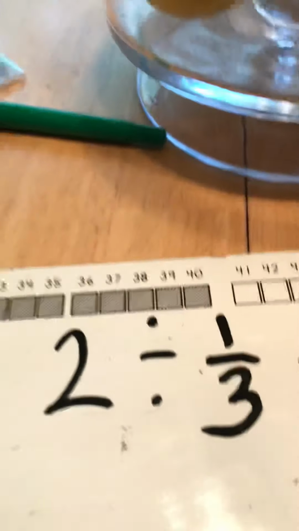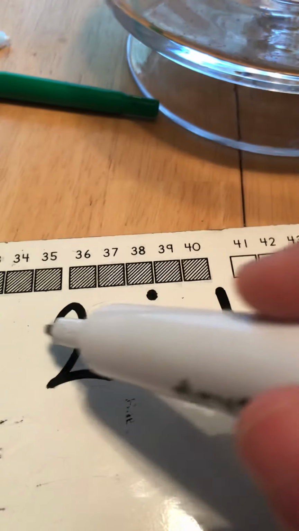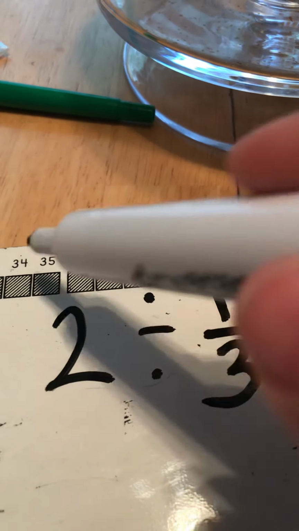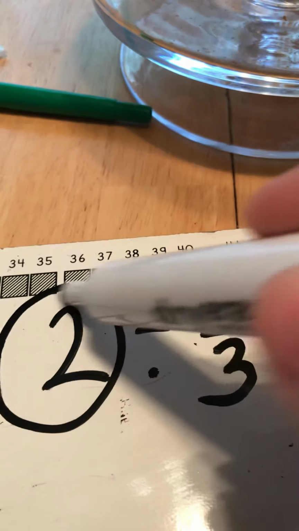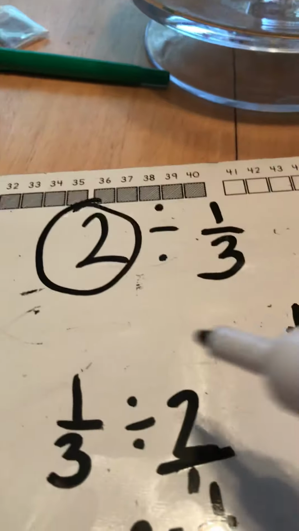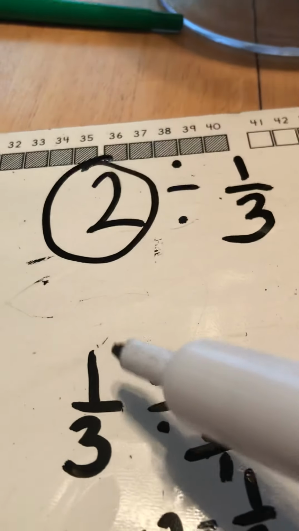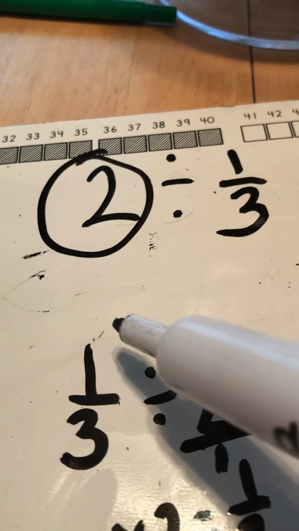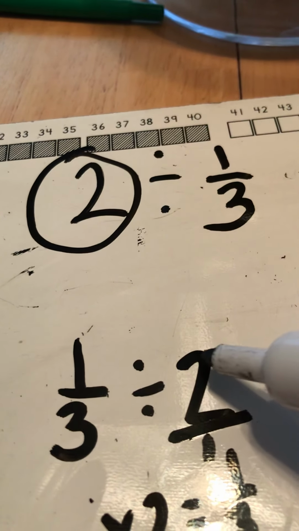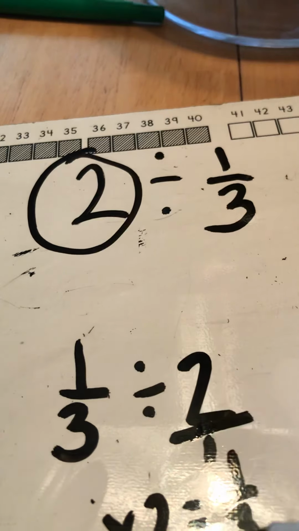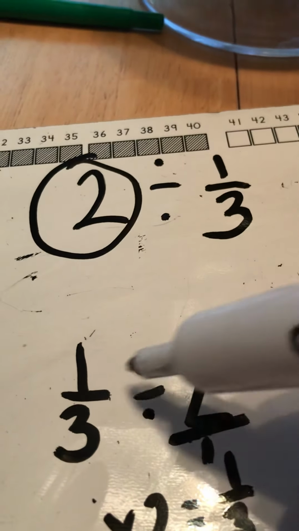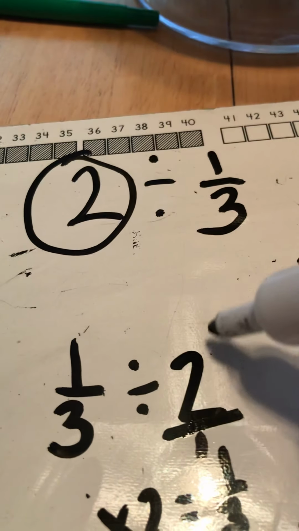Well, up here in this problem, were we breaking up the 2 yards of fabric, or were we breaking up the 1/3? We were breaking up the 2 yards of fabric, so we did the reciprocal to the 1/3. Down here, were we breaking up the 1/3, or were we breaking up the 2 people? Well, we were breaking up the 1/3. So we did the reciprocal to the 2.